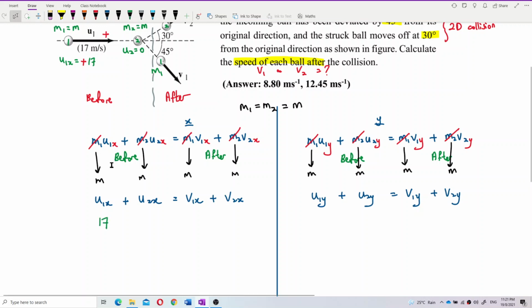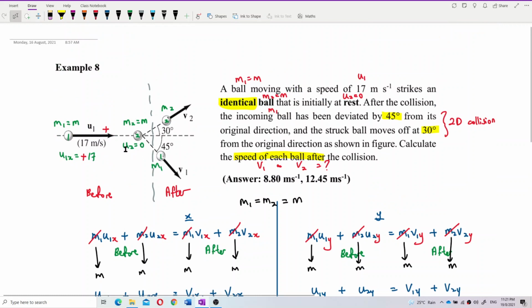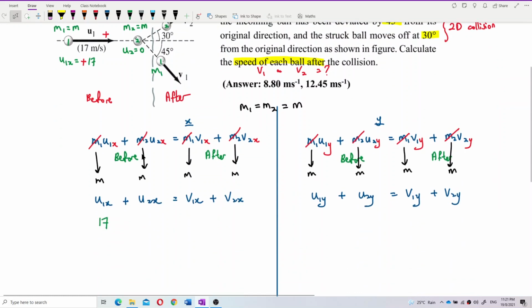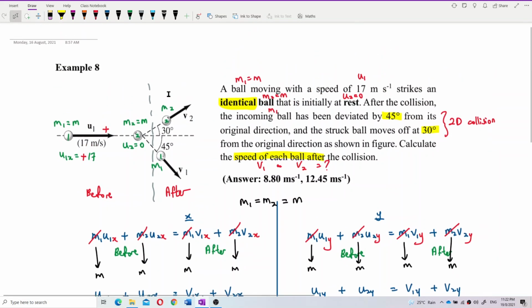We got it. Now how about the u2x? U2 is 0. So of course no x component, no y component. So u2x is 0. Now how about v1x? We need to resolve into two components. Like v1, you have two components, and the v2 also has two components. And then don't forget to put the positive negative sign.